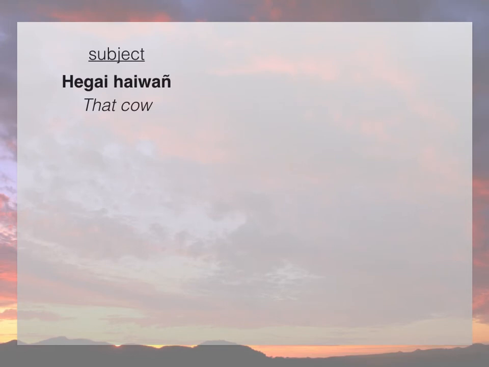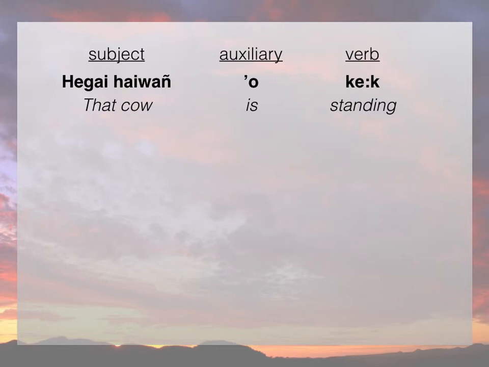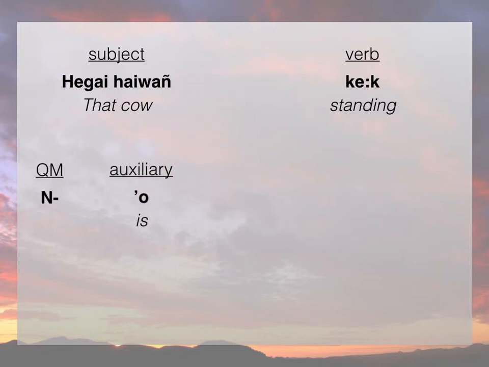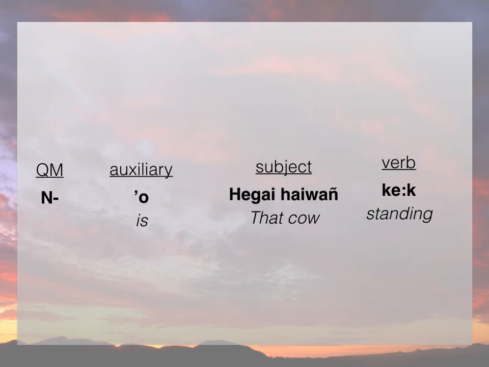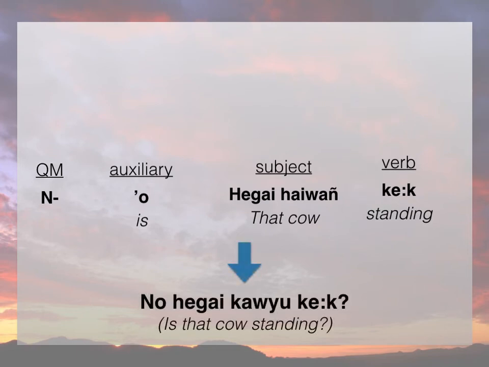Let's try one more sentence. Hugay haiwan o kuk. That cow is standing. Now we want to ask, is that cow standing? We introduce the question marker, attach the auxiliary, then bring down the subject and the verb. And what we end up with is no hugai kawiu cook. Is that cow standing? Again, the auxiliary loses the apostrophe or the glottal stop when we attach it to the question marker.